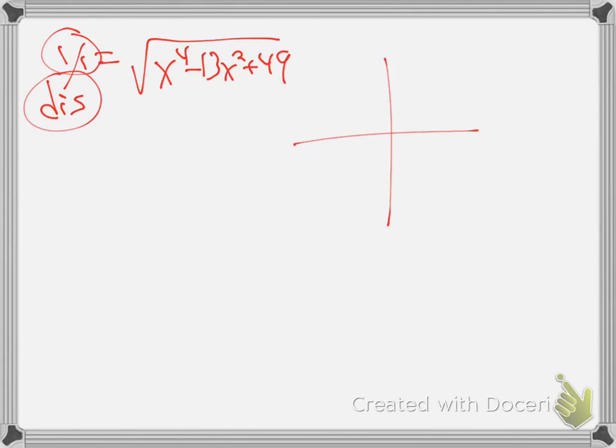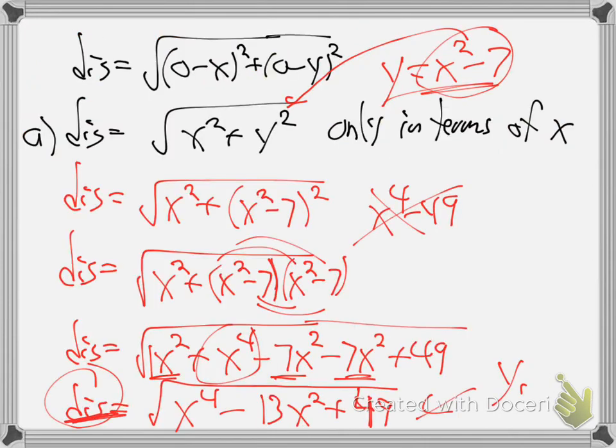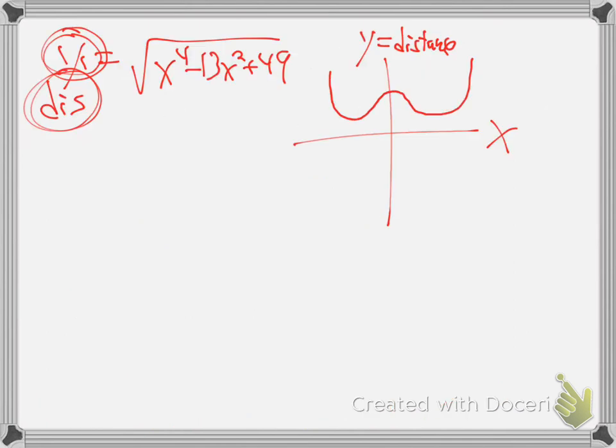So with that little graph we just got in our screen, it kind of does a W kind of thing. Remember, the x-axis is just x, no big deal. The y-axis is what? Distance. Remember, the Y1 is distance. This all came from the distance formula. So the Y values on this graph are distance values.